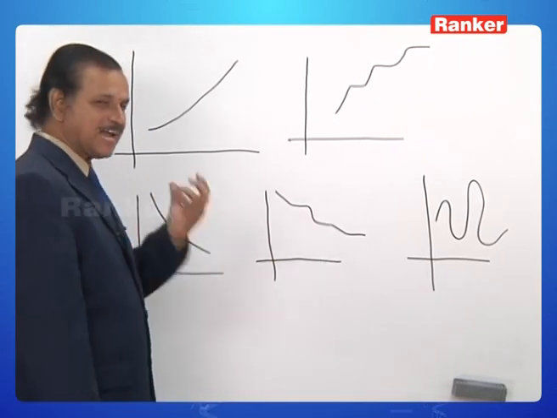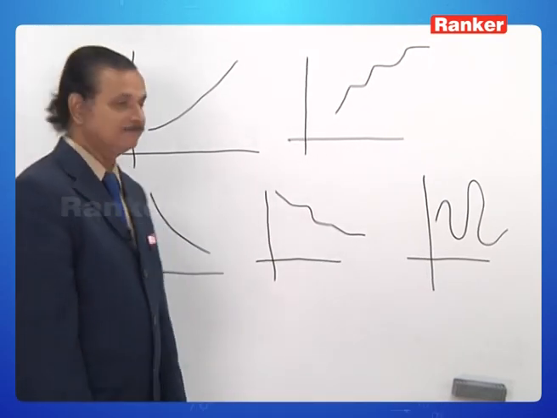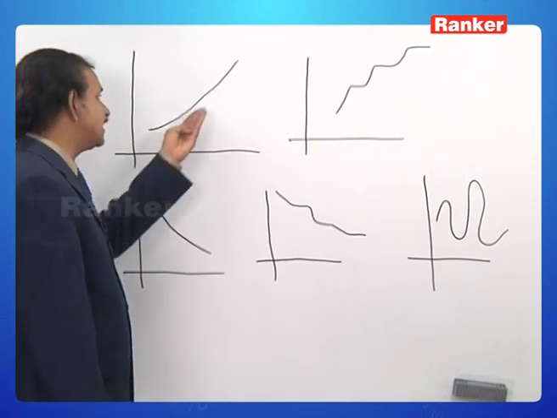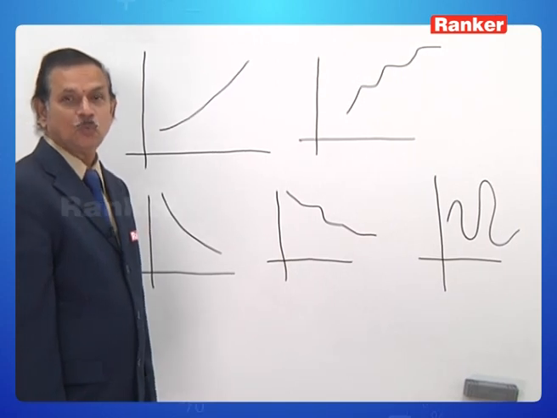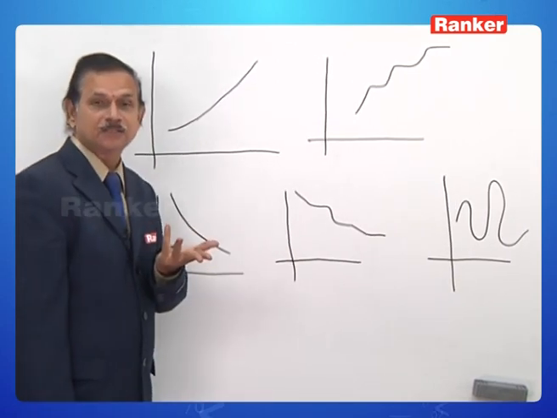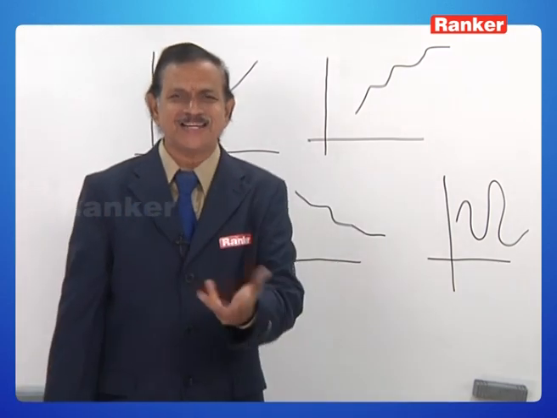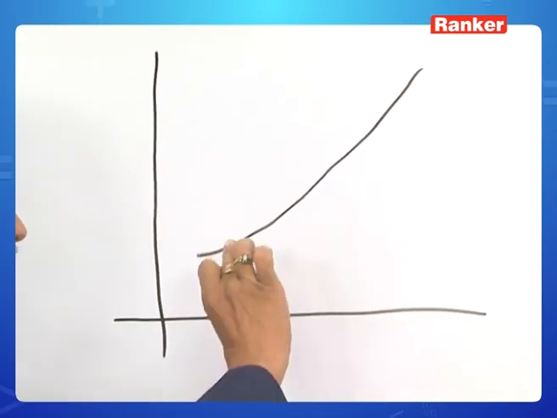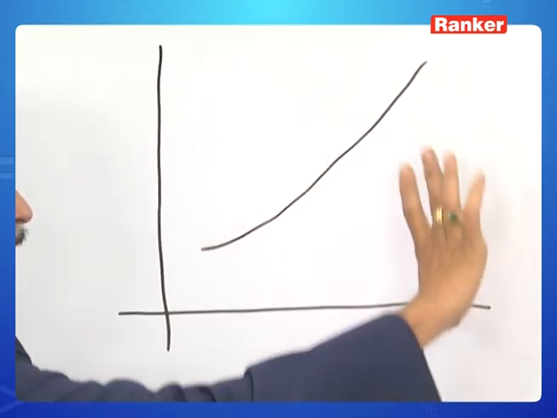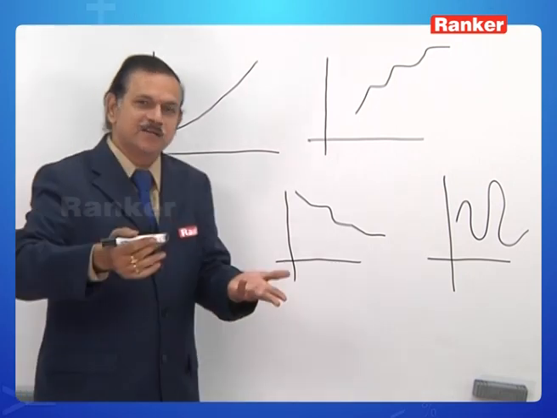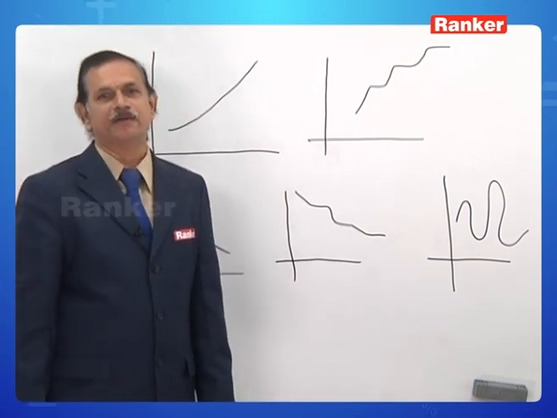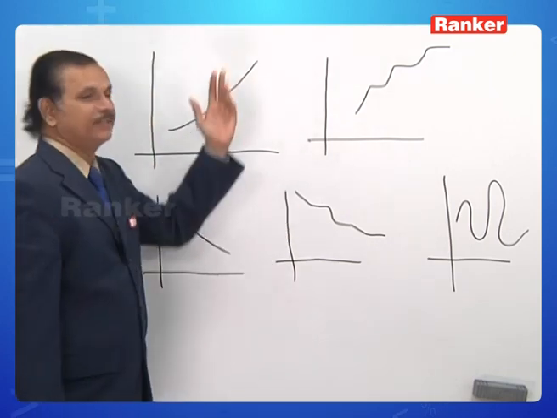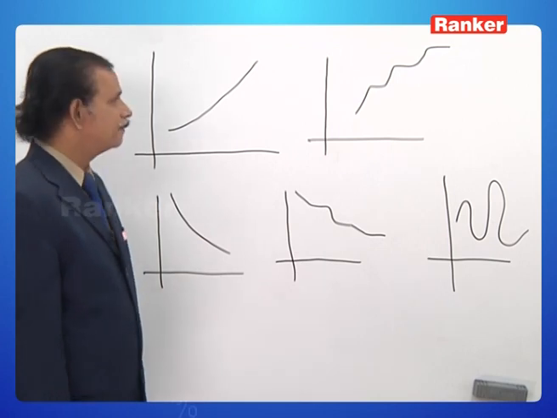I have drawn 5 graphs on the board. Please follow them. The graph is going up continuously. We say that it is increasing. What is meant by increasing and what is increasing? Height is increasing. For a point here, height is this much. For a point, this much. For a point, this much. Height is increasing. What do you mean by height there? Y coordinate. What is y coordinate? F of x. That is why we say that f is increasing.